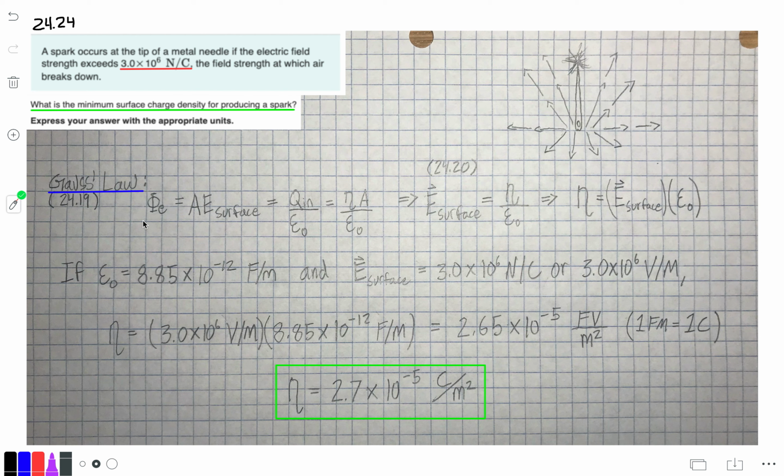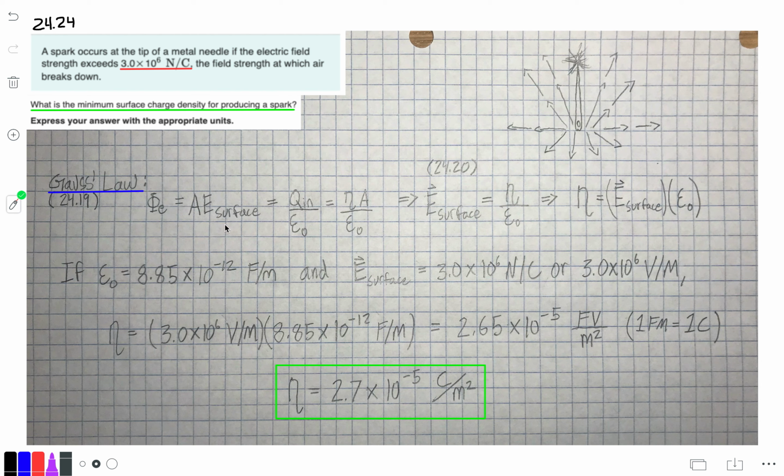So starting off this problem, it's important to read chapter 24.6 in the book, specifically discussing this kind of usage of Gauss's law in charges. I've gone ahead and noted some of the equations that I'm using here and here.